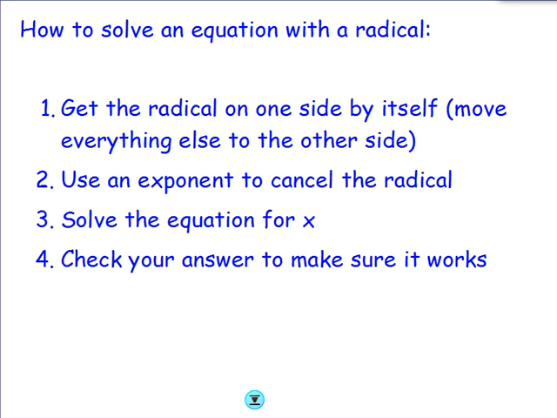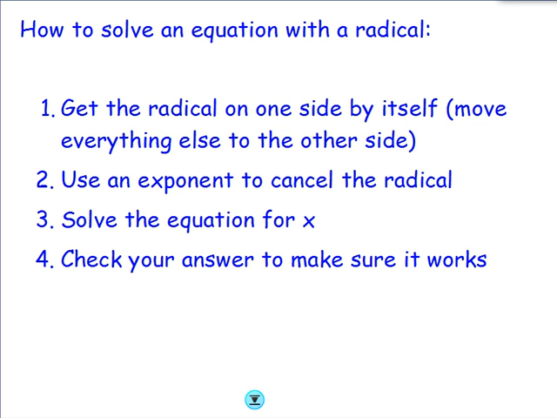The first step, we want the radical on one side completely by itself. So if there are extra whole numbers or extra variables outside of the radical, you need to move those to the other side. Second step, to cancel radicals, we use an exponent.